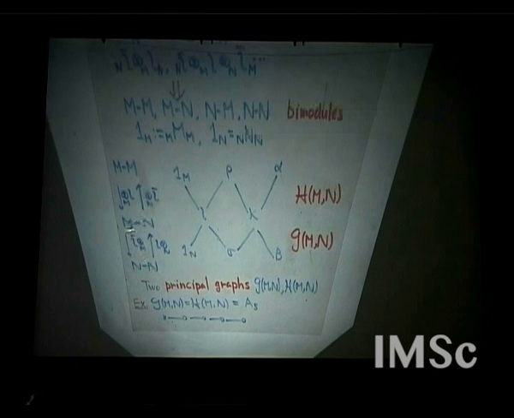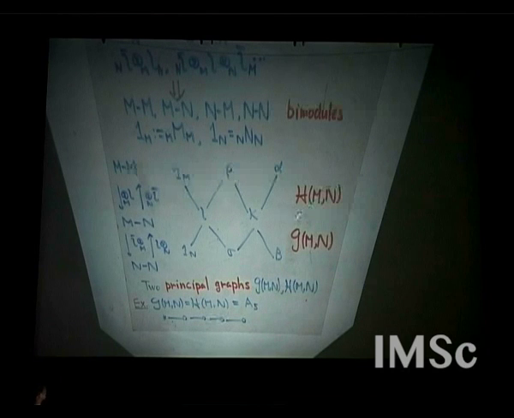You do the same for here. In this level, you put all the irreducible N-N bimodules. Then you draw the induction and reduction graph. Then you get another graph. So in this way, starting from a finite index subfactor, you get two pairs of graphs, one here and the other here. And they are called the principal graphs of the inclusion subfactor.